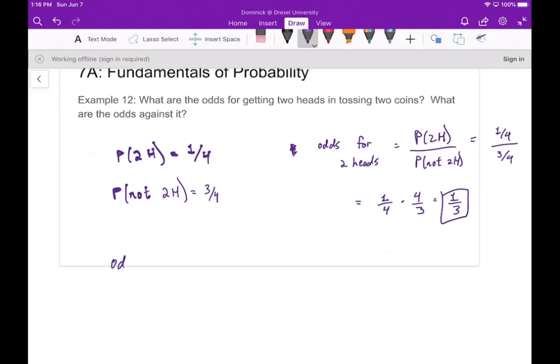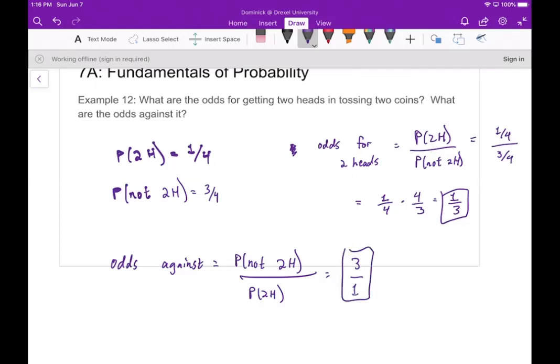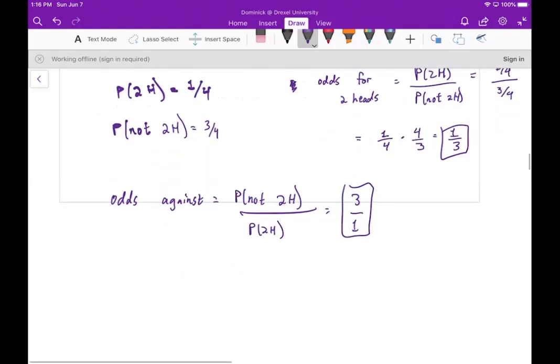Now the odds against, of course, is the other way around. It's the probability of not two heads over the probability of two heads. And of course, that would mean that we're going to flip this when all is said and done, and we would get 3 out of 1. Right? And you can check that if you were to plug in the actual numbers and do keep, change, flip again, that's what you would get.